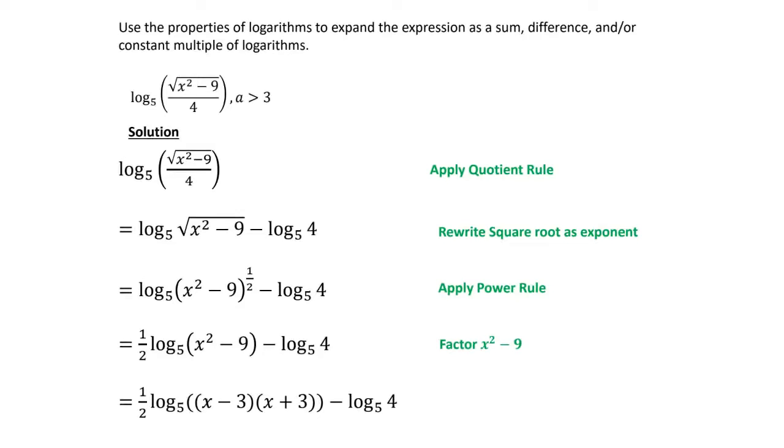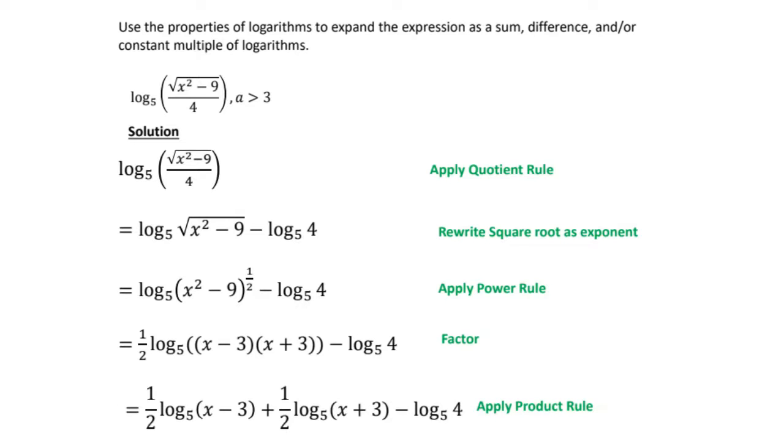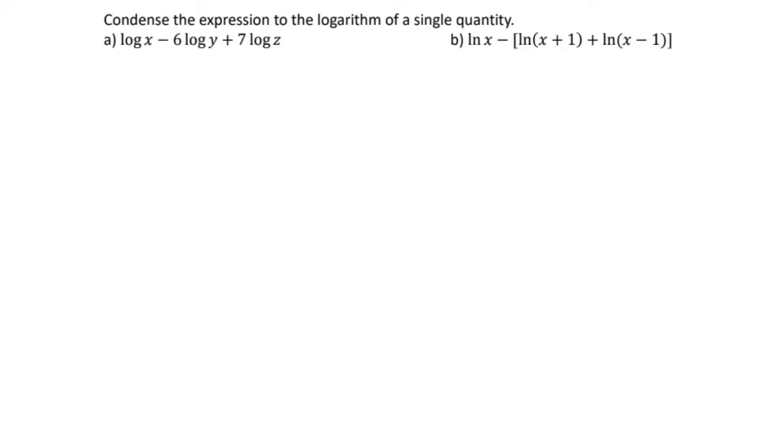I apply my product rule. My product rule says that when I have two elements that are being multiplied together inside the same log, I add the two logs. Again, don't forget to carry the 1/2 that came from the exponent. So our final answer is 1/2 log of base 5 of x minus 3, plus 1/2 log of base 5 of x plus 3, minus the log of base 5 of 4. Okay, so this is for expanding using our properties of logs.